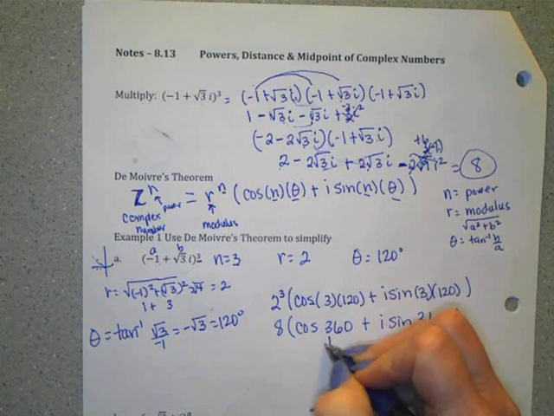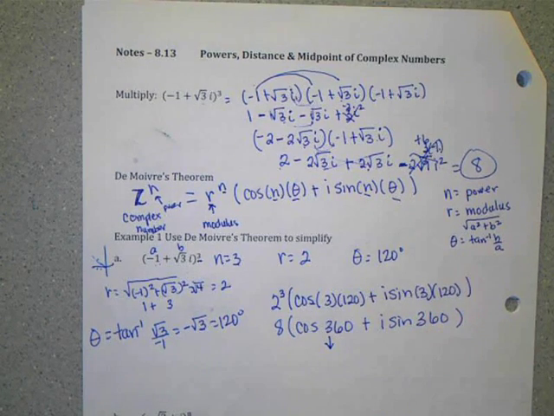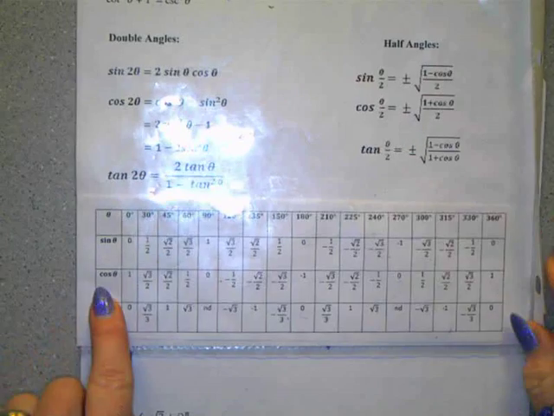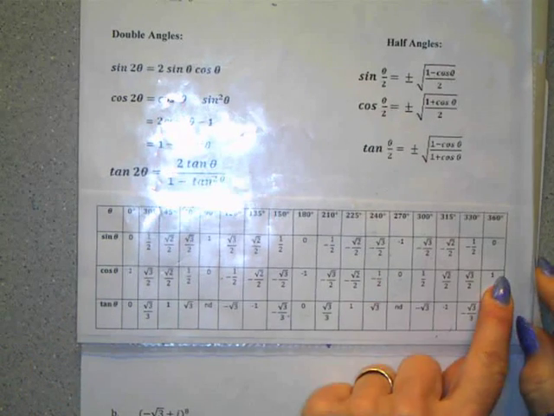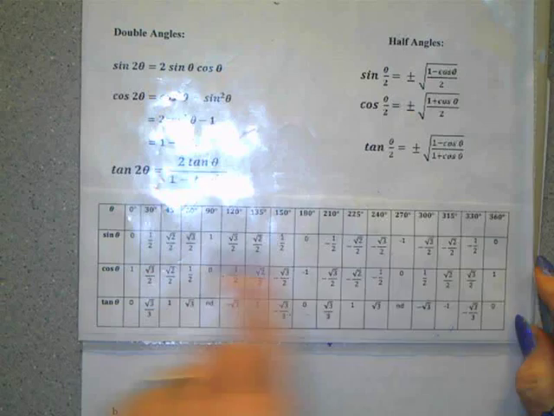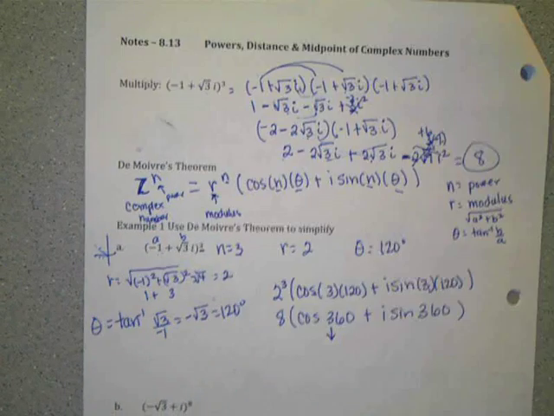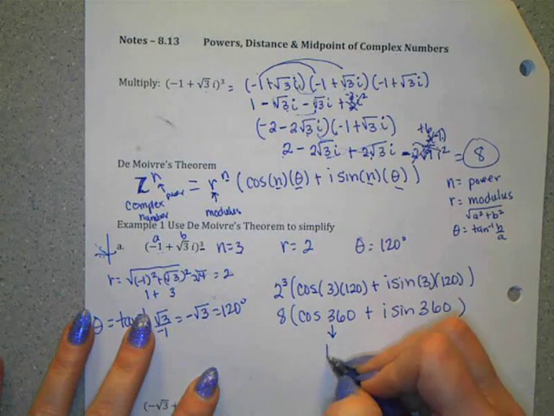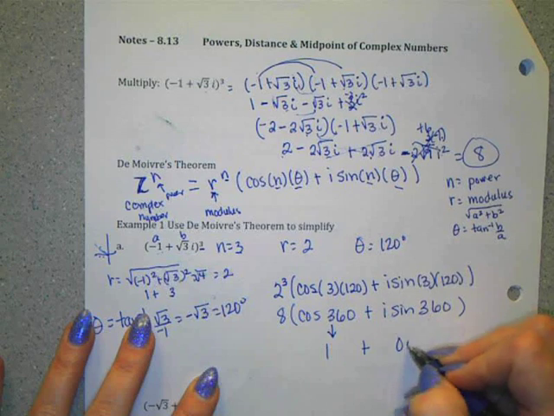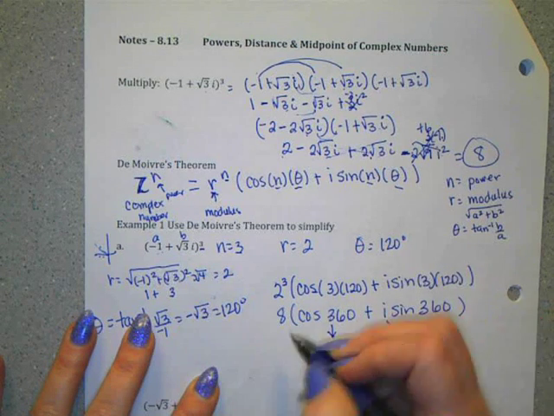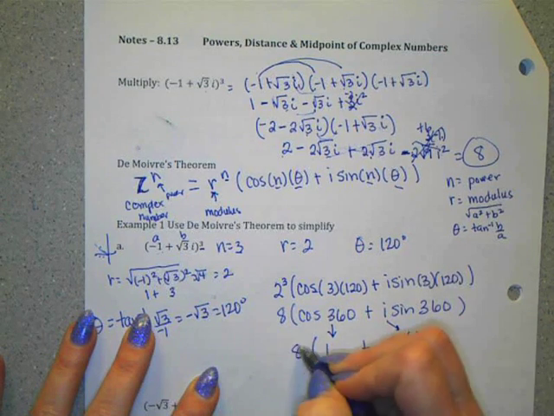So now I'm going to go take my unit circle again because I want the exact value. And I go find cosine. 360 is clear to the end, is 1. And the sine of 360 is 0. So the cosine of 360 is 1. This one was 0. I don't want to forget my i. Don't forget to bring the i down. And I have it times by 8.